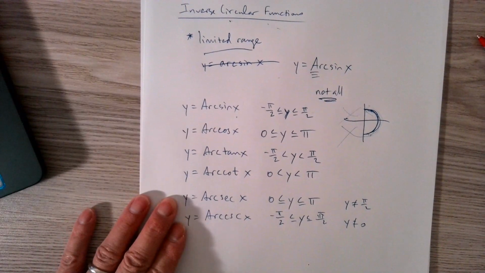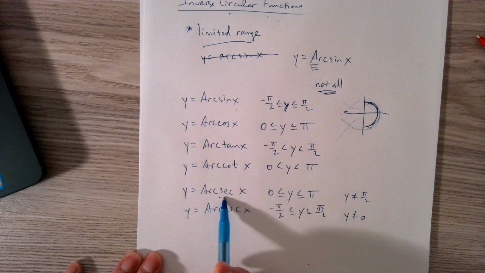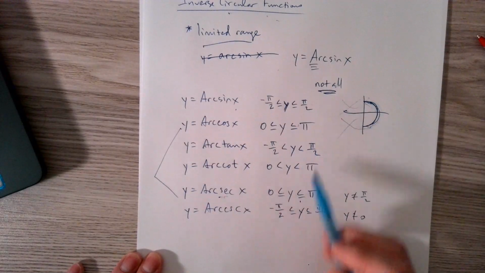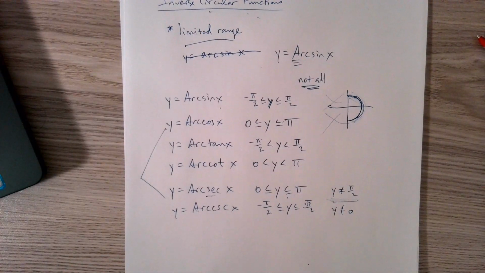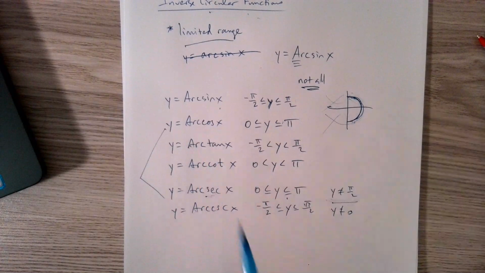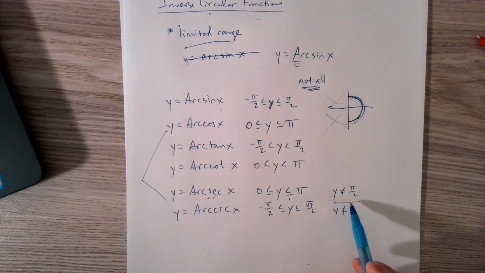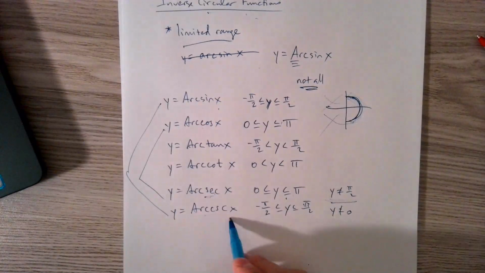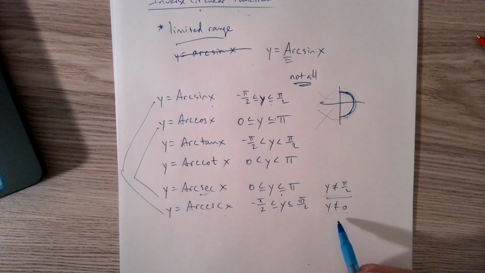And then we have arc secant, arc cosecant. Since secant is related to cosine, these ranges are the same, except for the fact that because the ratio is the inverse of cosine, there is an undefined value of y at pi over 2. And then arcsine and arc cosecant are related, so they have the same range, except that the cosecant value when y is 0 has no value.